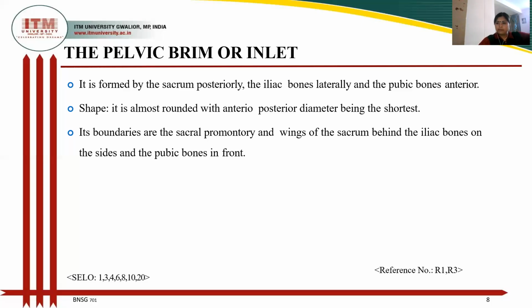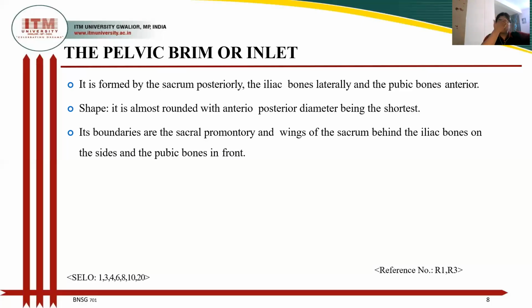So now let us see one by one. Now we are going to see about the pelvic brim. We also call it what? Inlet. Inlet, cavity, outlet, or we may also say brim, cavity, outlet. Now we are talking about the pelvic brim or the inlet. It is formed by the sacrum posteriorly, then the iliac bones laterally, and the pubic bones anteriorly. How is the pelvic brim or the inlet formed? It is formed by the sacrum.